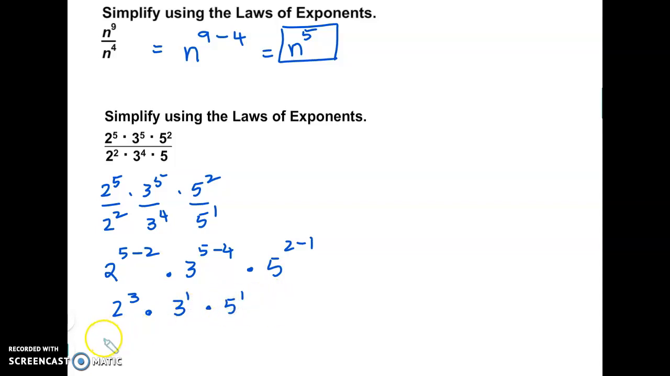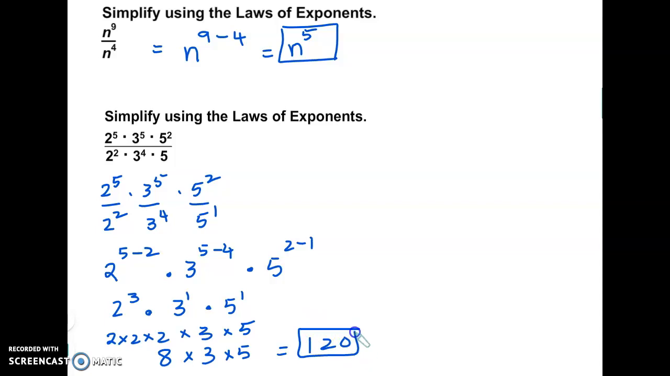If I expand this one, 2 to the 3rd exponent means 2 times 2 times 2, which is 8. I'm going to write it one more time: 2 times 2 times 2 times 3 to the 1, and then 5 to the 1. So I'm going to multiply that. 8 times 3 times 5 gives you 120. When I simplify this entire expression, I'm going to get 120.